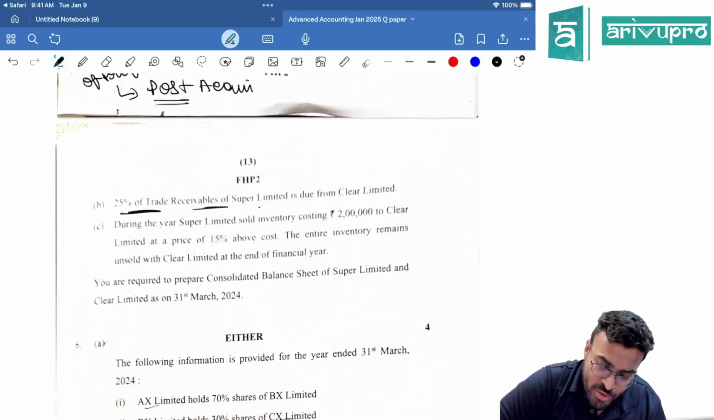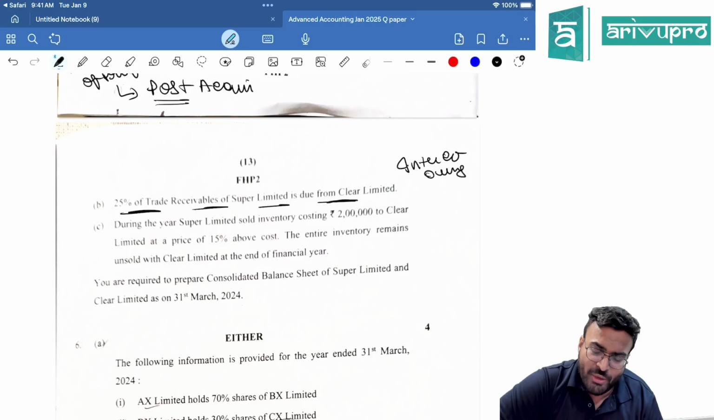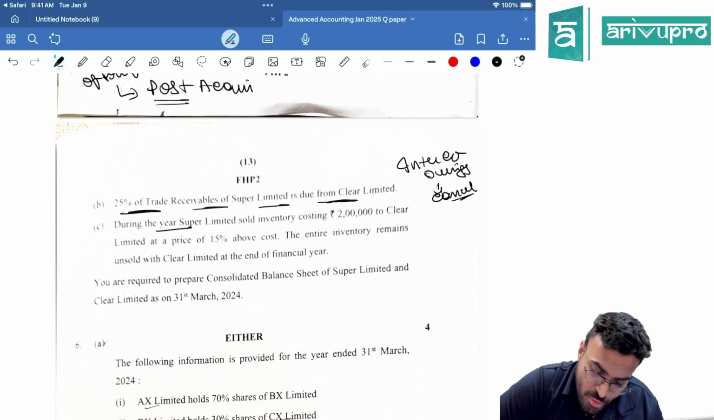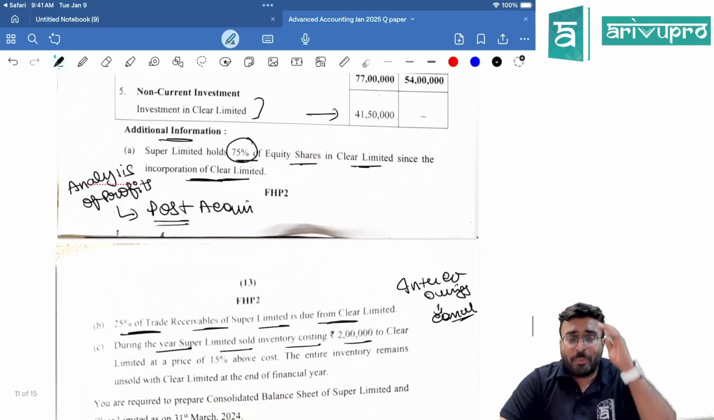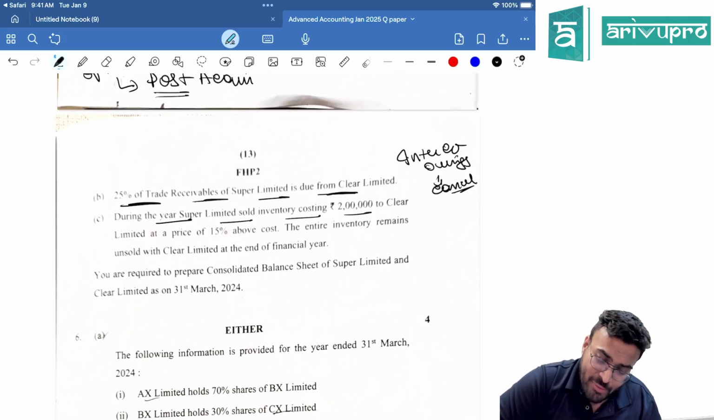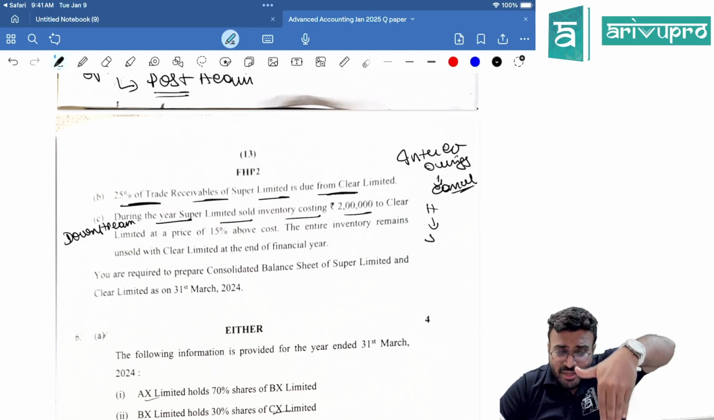25% of trade receivable of Super Limited is due to Clear Limited. Intercompany owings. Cancel it. Okay, just cancel it. No issues there. During the year, Super Limited sold inventory costing 2 lakhs. Who is Super Limited, guys? Super Limited is holding company. Holding company sold inventory to Clear Limited. That means holding company is selling to subsidiary. This is called downstream. Holding company to subsidiary company.